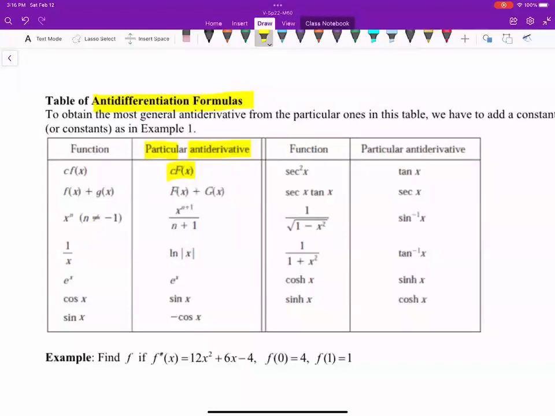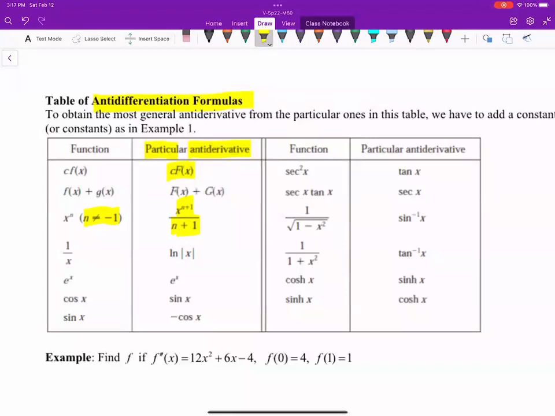And for f of x plus g of x, the antiderivative is uppercase F of x plus uppercase G of x. The antiderivative of x to the n, where n is not equal to negative 1, is x to the n plus 1 over n plus 1, which is what we did in the previous problem, known as the power rule for integration.